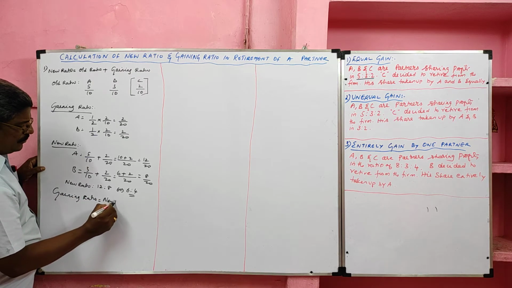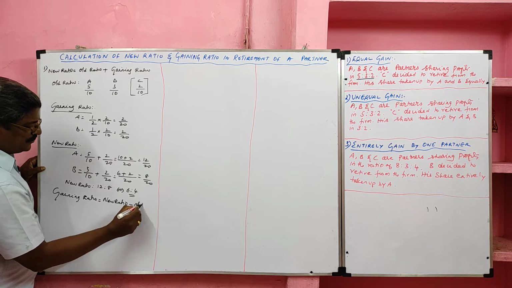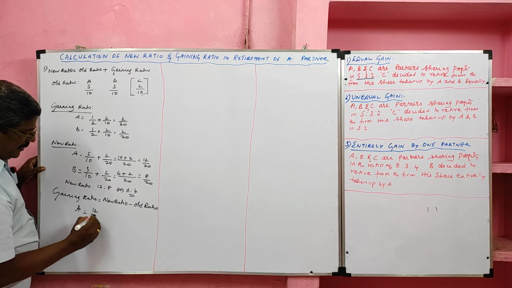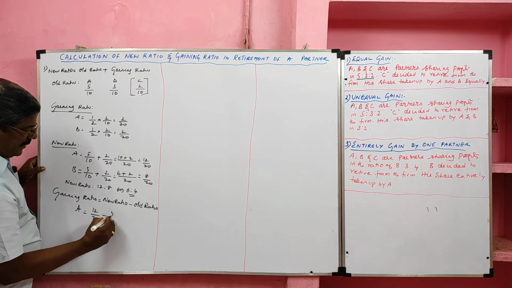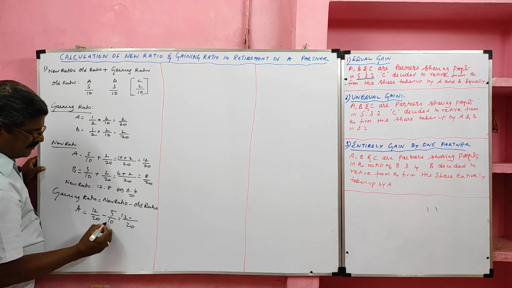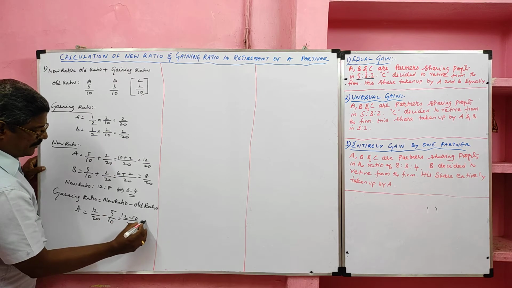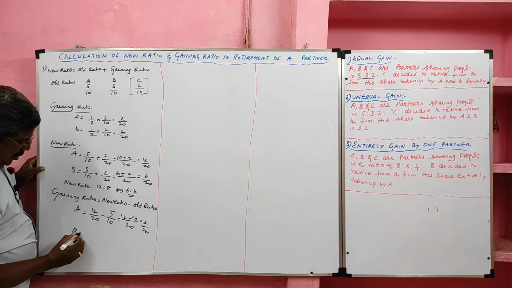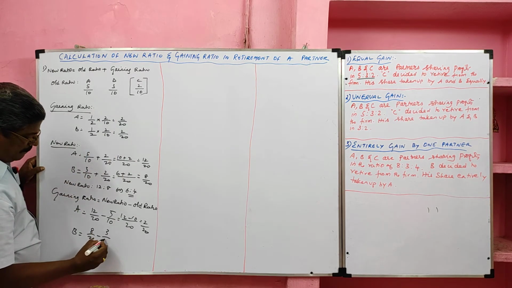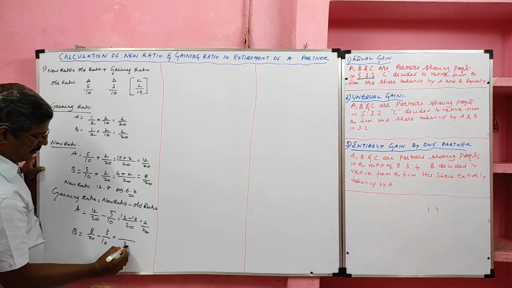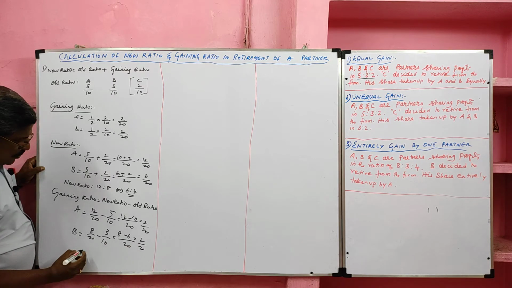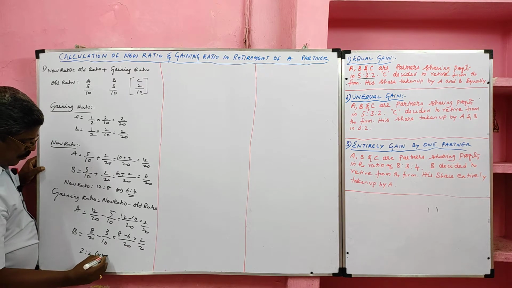Here the new ratio is heavier than the old ratio. So for A, the new ratio 12/20, old ratio 5/10, common denominator 20. So 12 minus 10, 2/20. Then B, new ratio 8/20 minus old ratio 3/10, common denominator 20, 8 minus 6, 2/20. So gaining ratio 2:2 or 1:1.